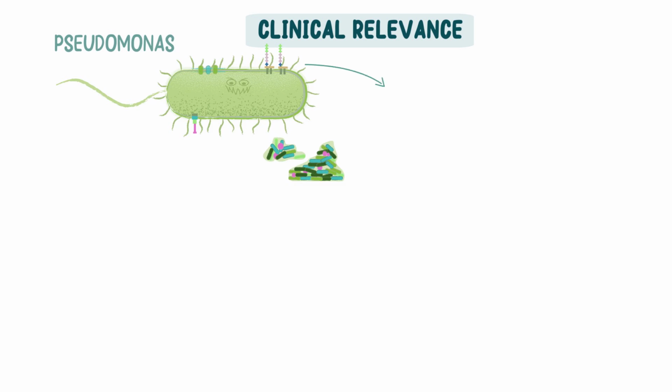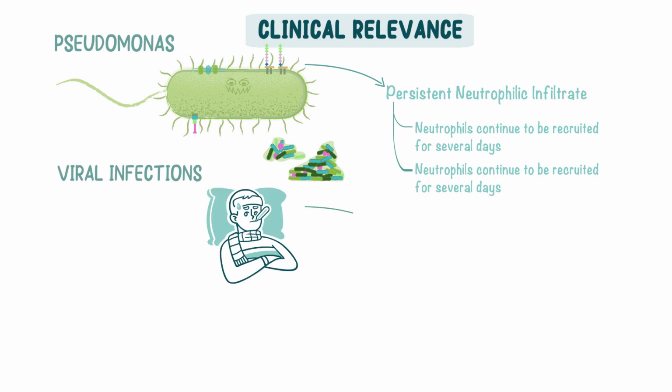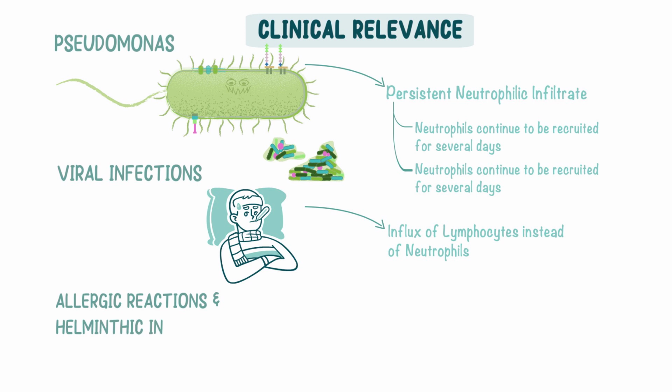Persistent neutrophilic infiltrate can be seen in infections like Pseudomonas, where neutrophils continue to be recruited for several days. In viral infections, we typically see an influx of lymphocytes rather than neutrophils. And in allergic reactions and helminthic infections, eosinophils are the dominant cells. Now we have a brief understanding of acute inflammation.